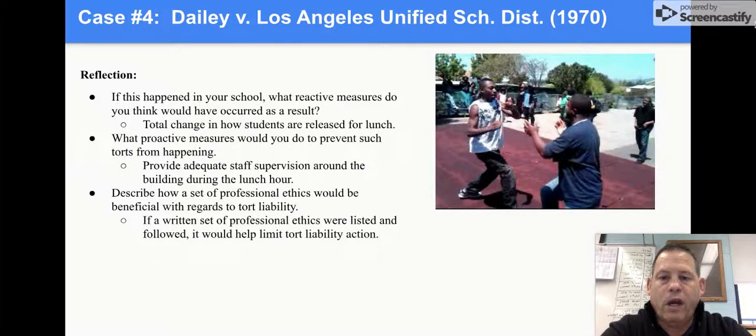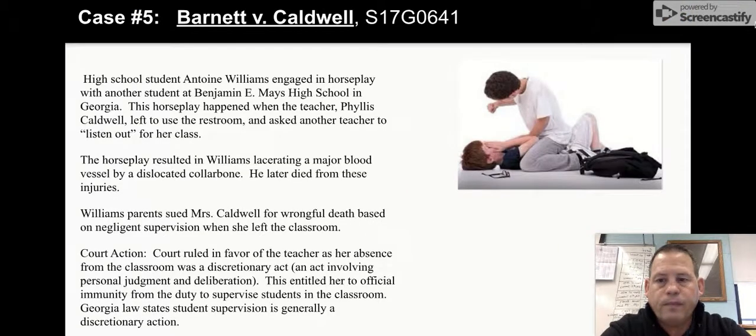If this happened in my school, we would have a total change in how students are released for lunch. That would be the reactive. The proactive, we would have staff supervision placed around the building at lunch hour and before and after school at certain times, and we would write this out so that it would be followed. The fifth case was Barnett versus Caldwell.